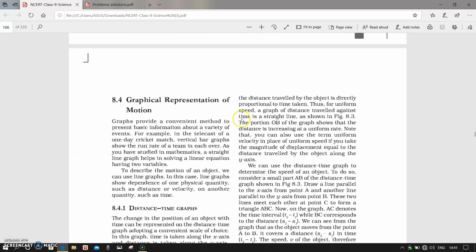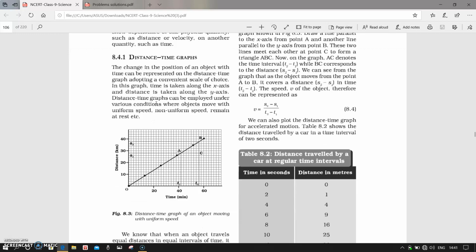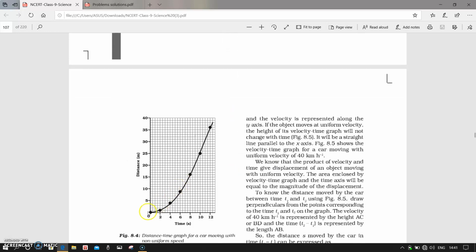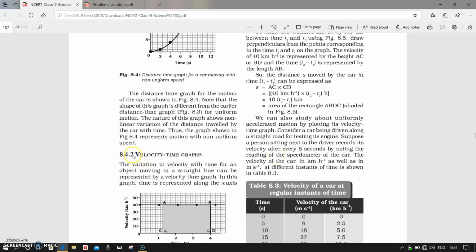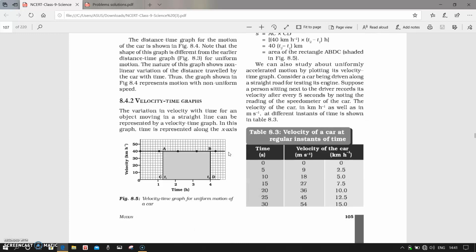For the graphical representation of motion, we have learned about the distance time graph. In a distance time graph, uniform motion is a straight line, and for non-uniform motion the graph can be of any shape, maybe a curve, but it is not a straight line. So this was about the distance time graph. We have also learned about the velocity time graph. I have given you different graphs in a chart, so you know which condition gives which type of graph.